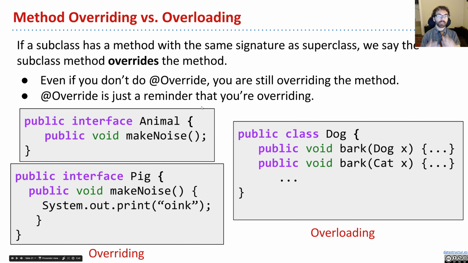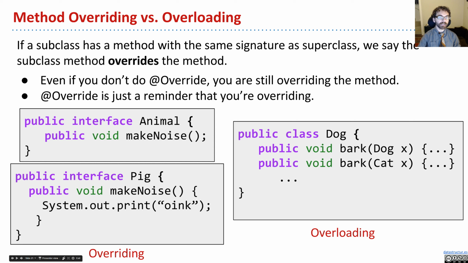So let me just tell you what override means first. If a subclass has the same signature as a method in the superclass, we're going to say the subclass method overrides the method. So in other words, on the left, we have overriding. Here's the animal interface. It has a make noise method. And what do pigs do? Well, one of the things they can do is make noise. So this overrides the above method. They have the exact same signature, thus it is overriding.